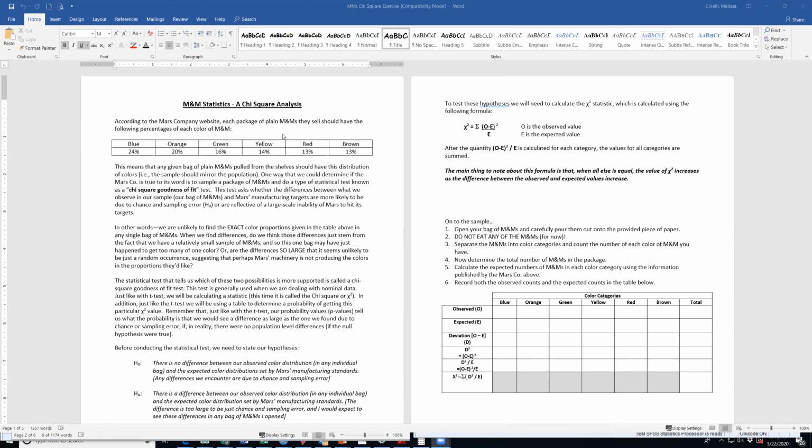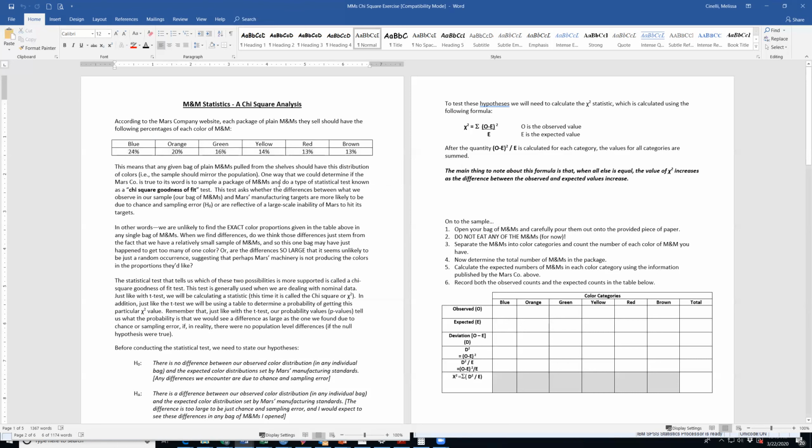Because Mars is trying to hit this target, any given bag of plain M&Ms pulled from the shelves should have this distribution of colors. So the sample, any individual bag, any subset of the entire population of M&Ms, should look pretty close to this distribution. The Mars Company is manufacturing massive quantities of M&Ms, and then they mix them all up and filter them down into individual bags. If Mars is doing a good job, then not only should the giant vat of M&Ms at the manufacturing facility contain this proportion of these colors, but each individual bag should as well.